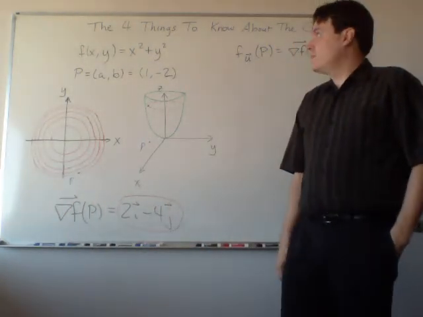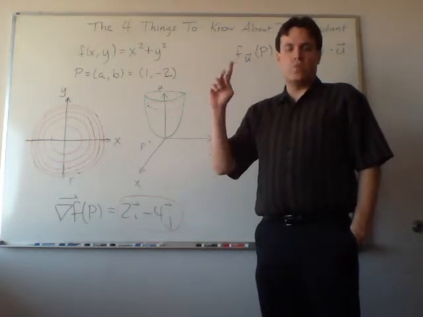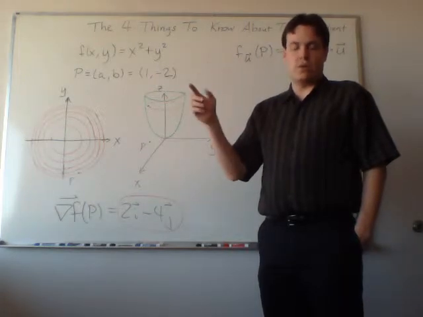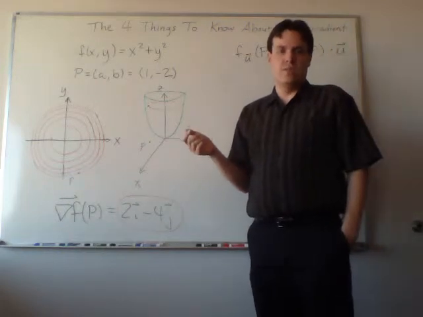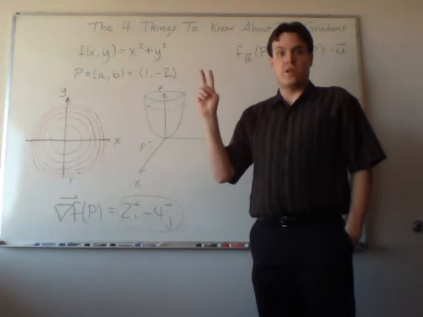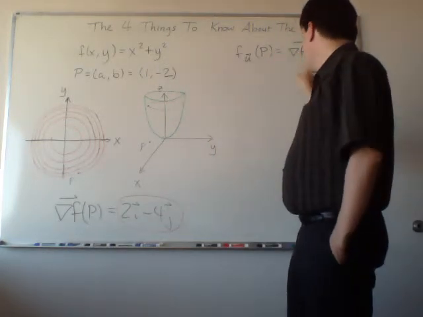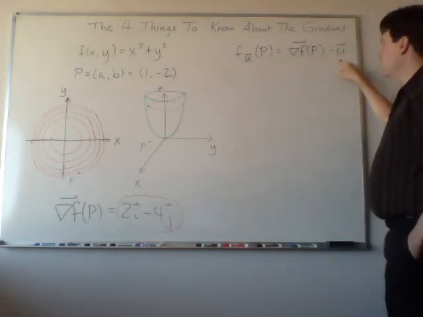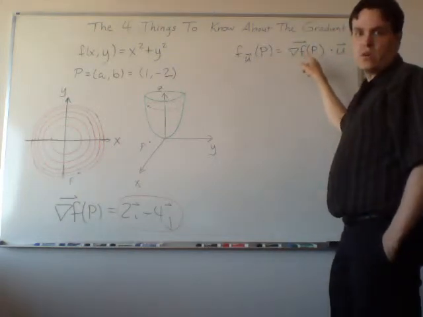All right, this is part 4 of the 4 things to know about the gradient. Remember, we've already covered 2 things to know about the gradient. One is the definition that the gradient is f sub x times i plus f sub y times j. In other words, it's a vector whose components are partial derivatives of the function. That's thing number 1. Thing number 2 is that we can use the gradient to find directional derivatives in a given direction by taking the dot product of the gradient vector with a unit direction vector. That's thing number 2: we can find directional derivatives easily from the gradient by using the dot product.